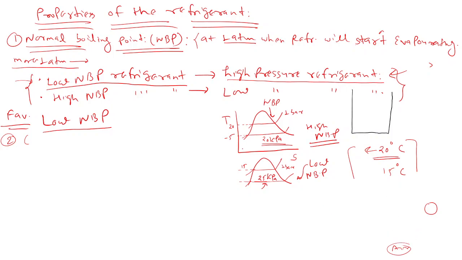So here you need not remember that much theory. You have to remember low normal boiling point refrigerant is favorable to us, and low normal boiling point refrigerant is called high pressure refrigerant, and high normal boiling point refrigerant is known as low pressure refrigerant. Means high low, low high. Okay.